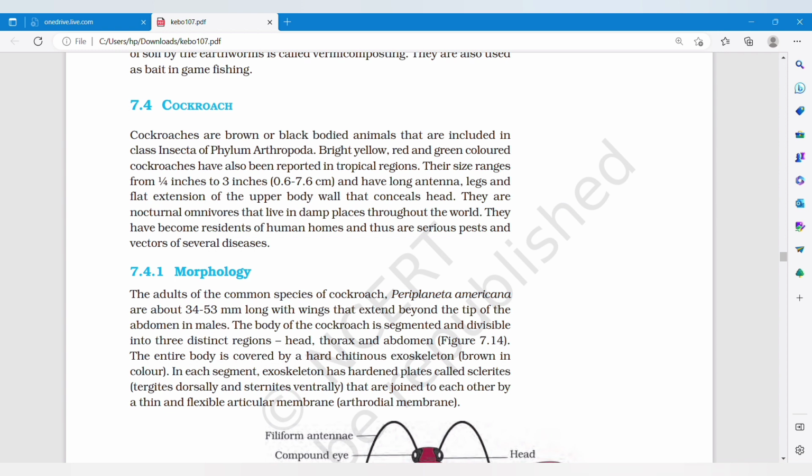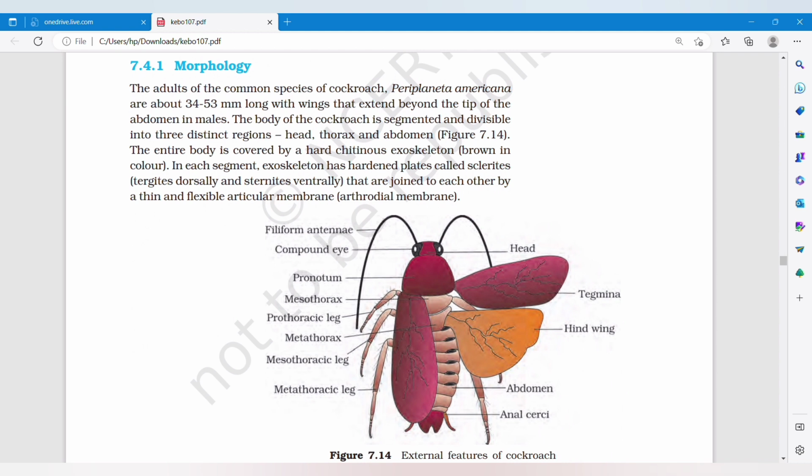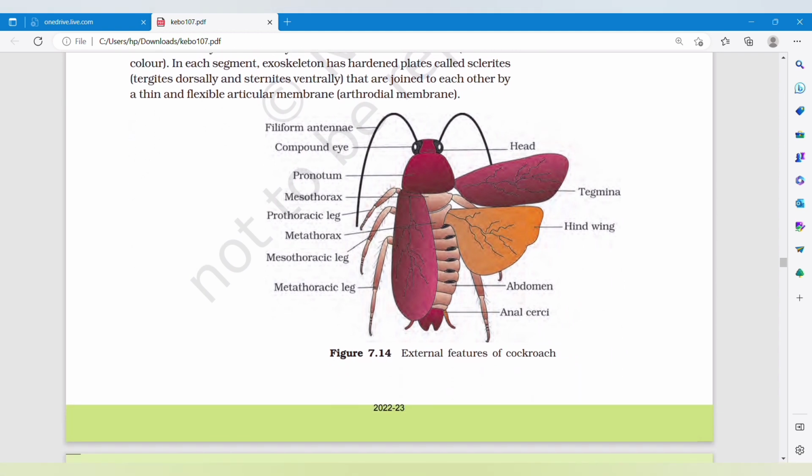In each segment, the exoskeleton has hardened plates called sclerites, tergites dorsally and sternites ventrally, that are joined to each other by a thin and flexible articular membrane, that is arthrodial membrane. And here is a diagram given of external features of cockroach.